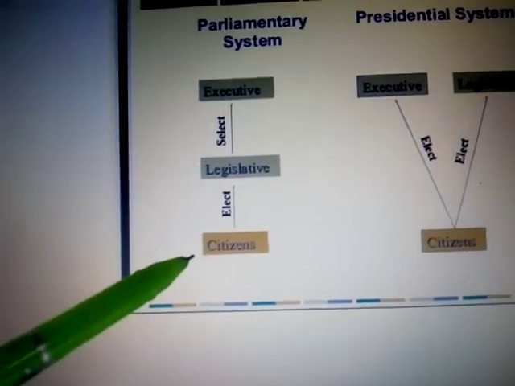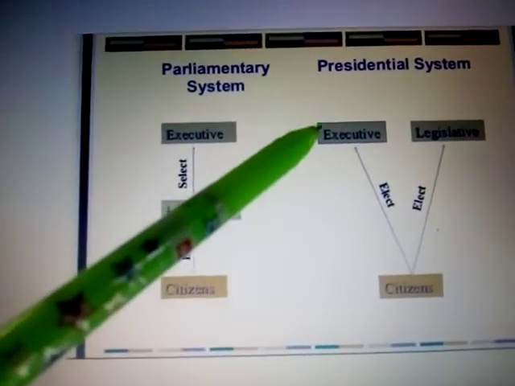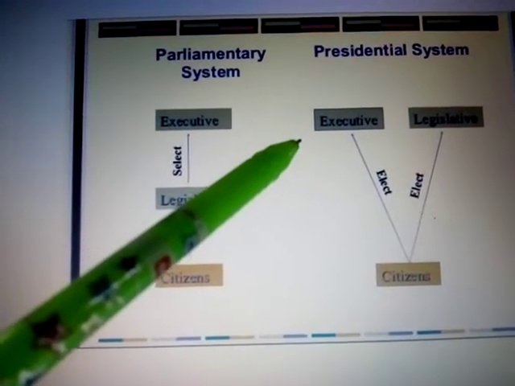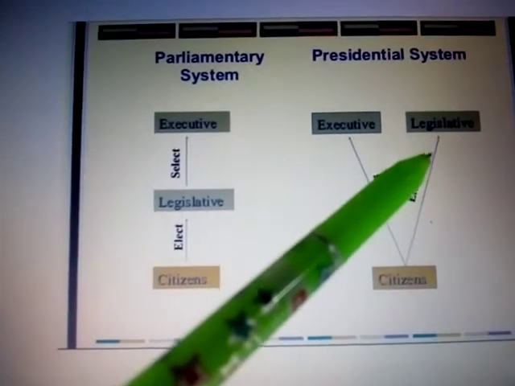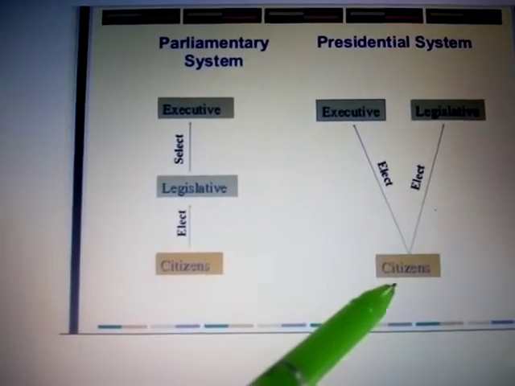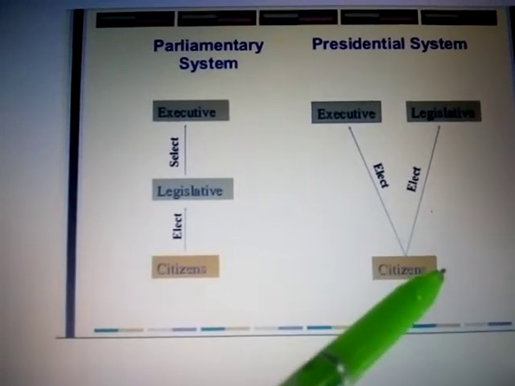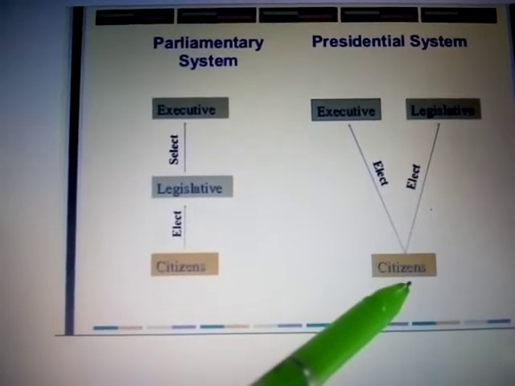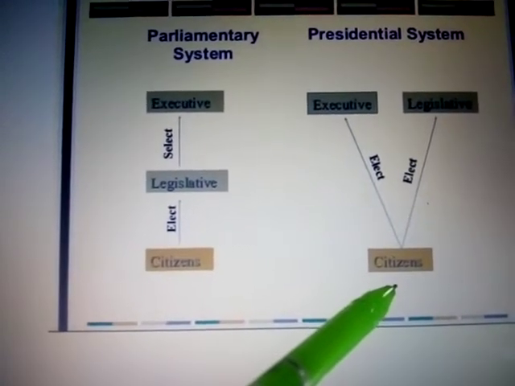Years of age to get voting rights. And you see, in the presidential system, the executive is independent, the legislative is independent. Who elects them? Both of these executive and legislative branches are elected by their citizens.